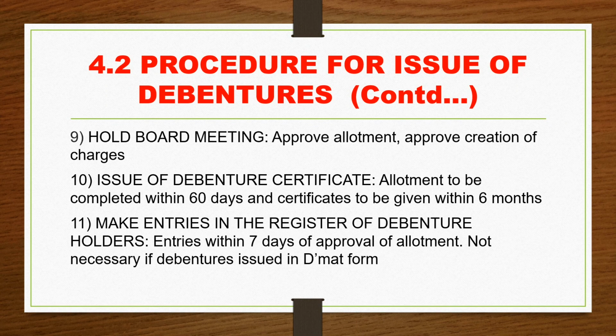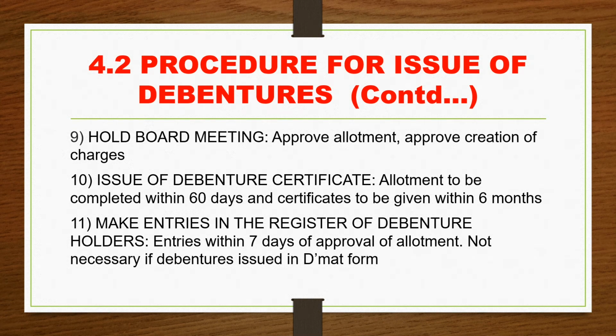Based on the allotment that is being done and the debenture certificates given, the company has to make entries in the register of debenture holders. That is, in this register of debenture holders, the company has to mention the details of these debenture holders. The secretary should see to it that the entries are done within 7 days of approval of this allotment.